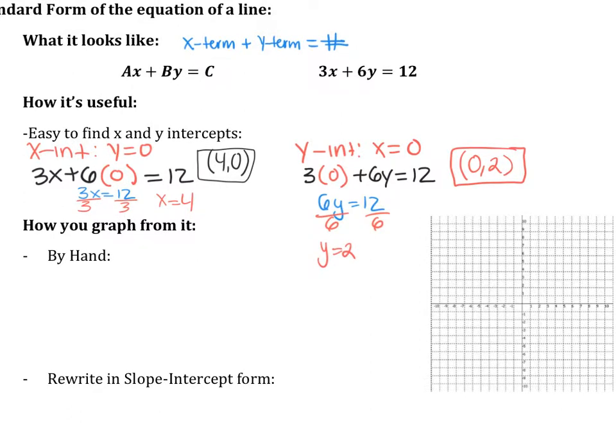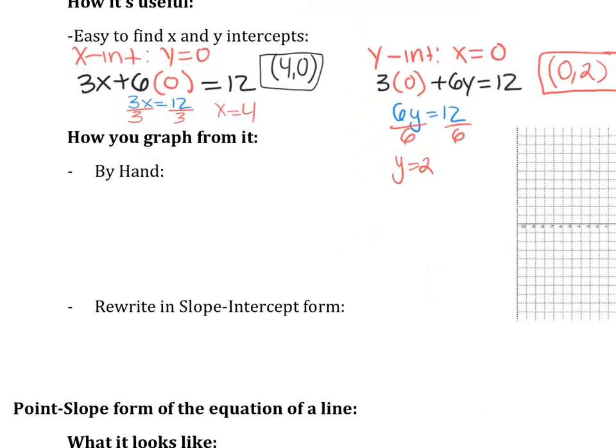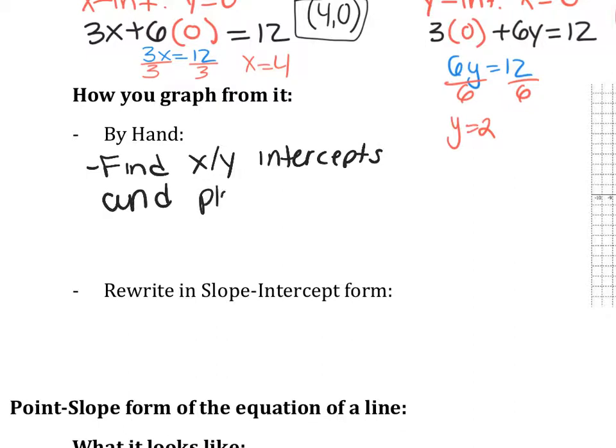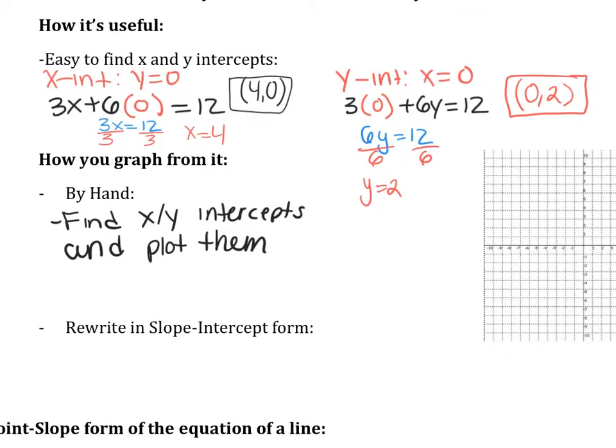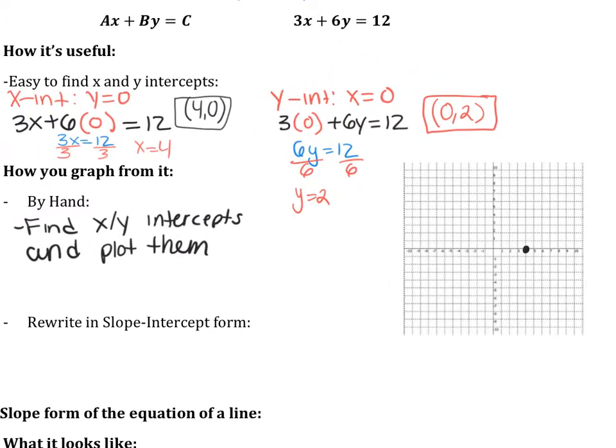Okay. So it's useful because finding both the intercepts is pretty straightforward. And then graphing, if we want to graph by hand, if we find both of the intercepts, those are 2 points, and really that's all we need to graph a line. You need at least 2 points. So by hand, you could find the x and y intercepts and plot them. So our x-intercept was 4, 0. And our y-intercept was 0, 2.